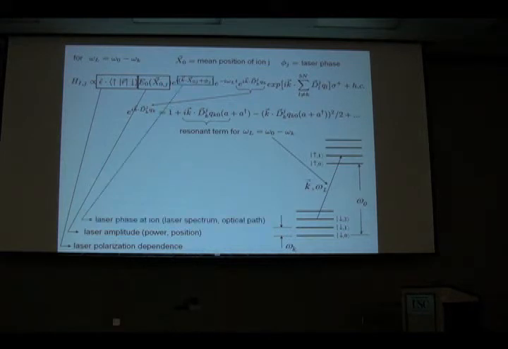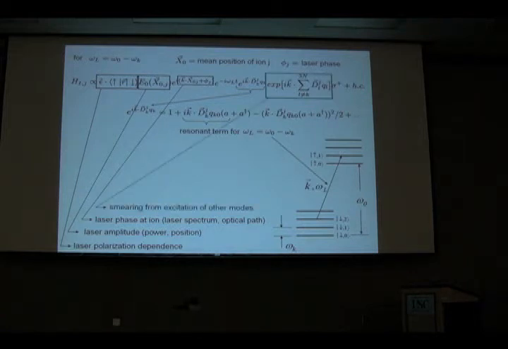The next thing on this list is the laser phase at the position of the ion, and there are two components. One is that the mean position of the ion could be moving around a little bit, and in fact it does. The other is that the phase of the laser itself depends on the spectral purity of the laser, and that becomes an issue. This is why I said it's more difficult to deal with optical transitions, because this raw laser phase is much more difficult to control, at least in the long term.